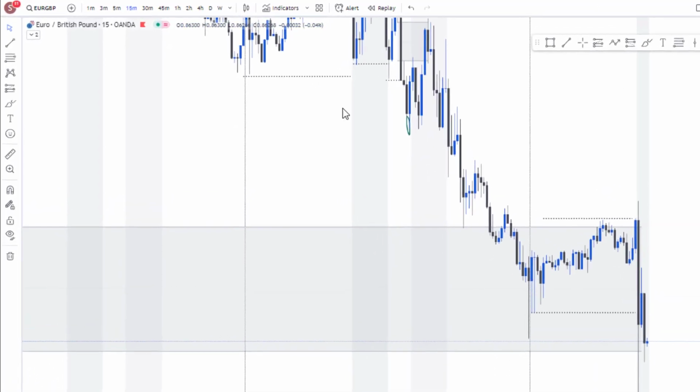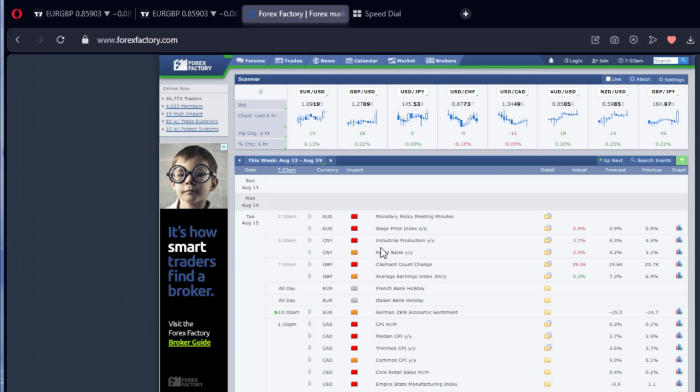So let's go to Forex Factory now. Here is Forex Factory, and what can we actually see? We have this significant GBP news that happened by 7 a.m. according to my local time, and that's why you see that significant move to the downside. The event was released at that particular time, and we saw a massive push to the downside which broke below that zone.